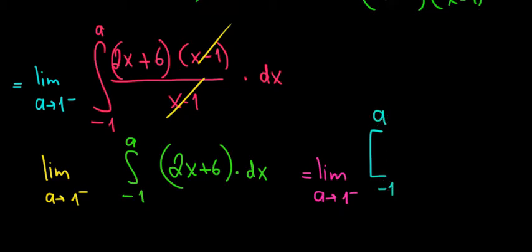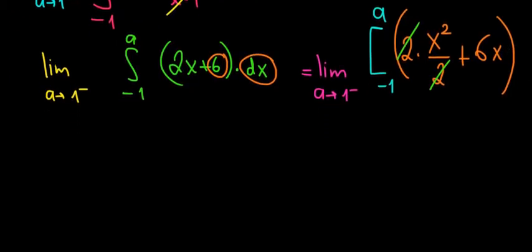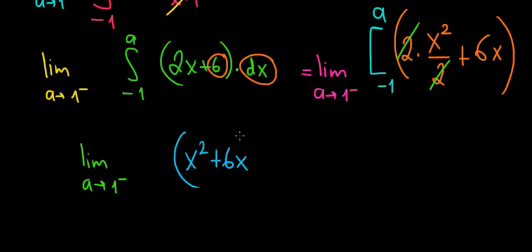The integral of 2x dx, that's just 2 times x to the power of 1 plus 1, which is 2, divided by 1 plus 1, which is also 2, plus the integral of 6 times dx, that's just 6x. We keep that in a bracket. Now we can cancel out some stuff. 2 and 2 go away. What are we left with? We're left with the limit of a approaching 1 from the negative side, and in brackets we're left with the expression x squared plus 6x, and the boundaries for that are going to be between minus 1 and a.